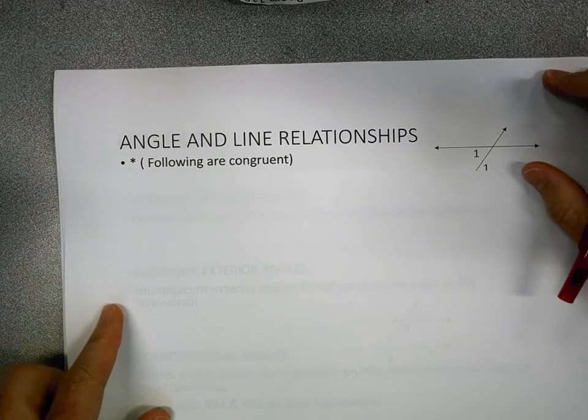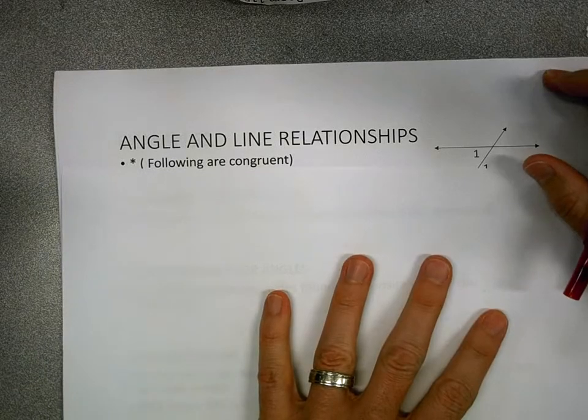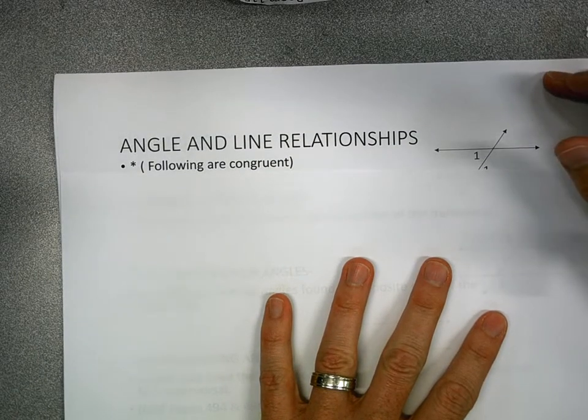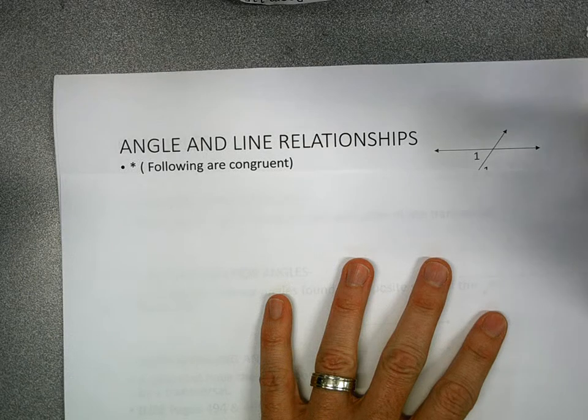All right. So here's what you need to know: all the following we're going to talk about, all these angles are congruent, meaning they have the same measure, just like vertical angles. Okay, so here we go.